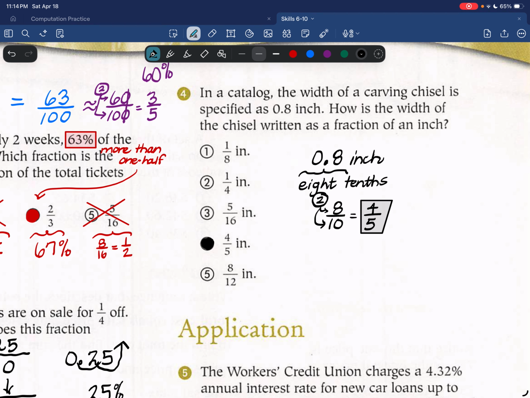Here's another way that just popped in my head. It's not the way I would do it, but you absolutely could. You could go the decimal to percent route. 0.8 is 80%. And 80% means 80 over 100. Cancel those zeros and reduce to lowest terms, and you will still get the 4/5. So you could absolutely go that route.